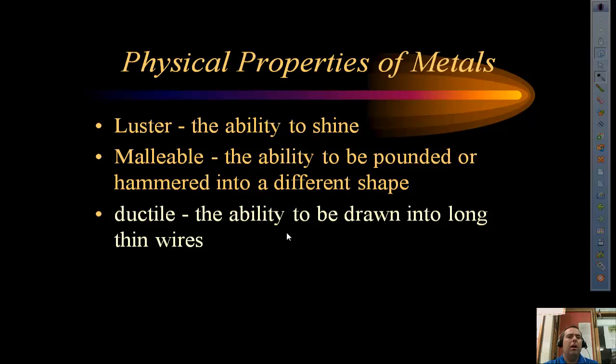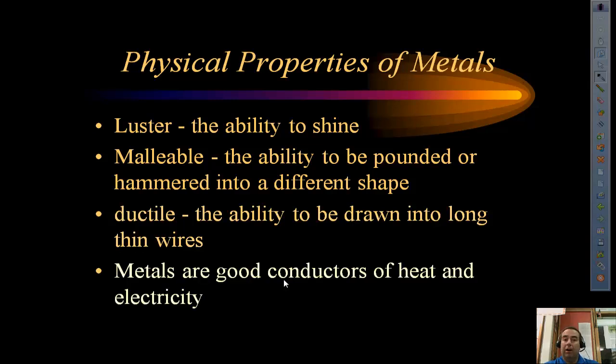For the farmers out there, metals are very ductile, meaning that they can be drawn into long, thin wires. When you think of electric fence and things like that, you're basically taking a solid metal and you're pulling or stretching it into long, thin wires. Think of a piece of silly putty. I know it's not a metal, but when you grab it and start pulling on it, it gets thinner and thinner and thinner. And that's the same thing with a metal. They're going to be very ductile.